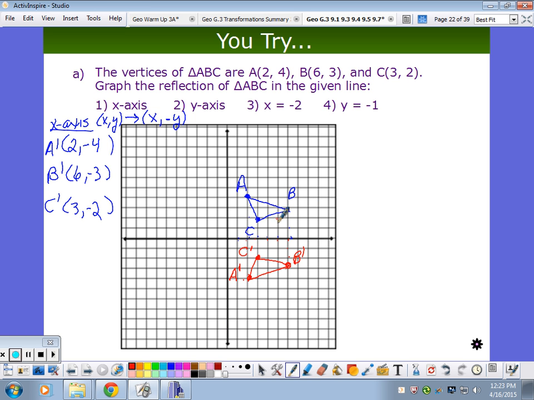So a check would be, does it look like if you fold it along the x-axis, are these points all going to line up? So a lot of imagining what it could look like as a check.